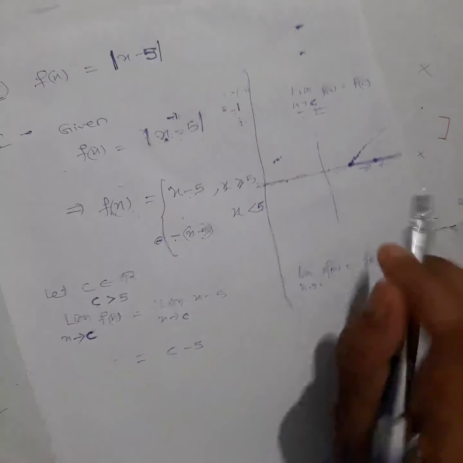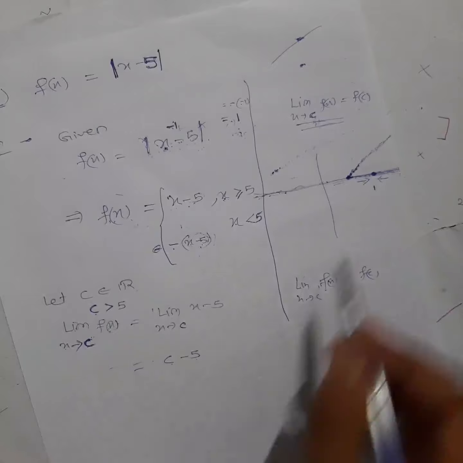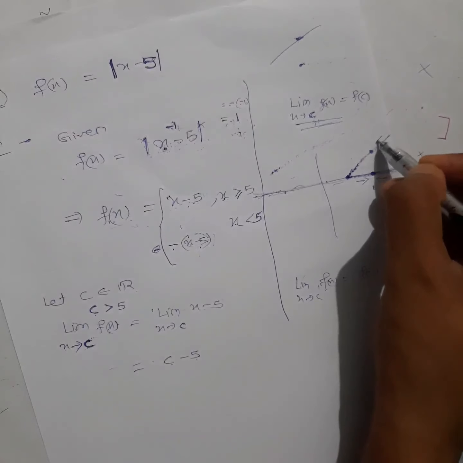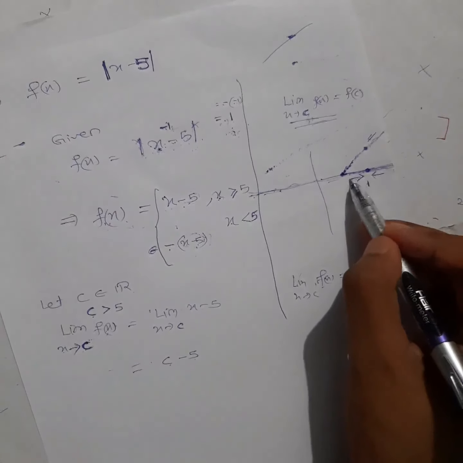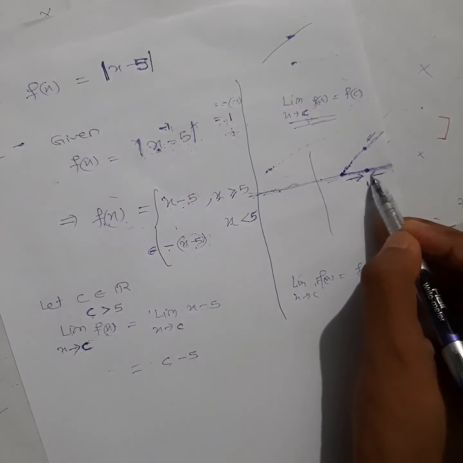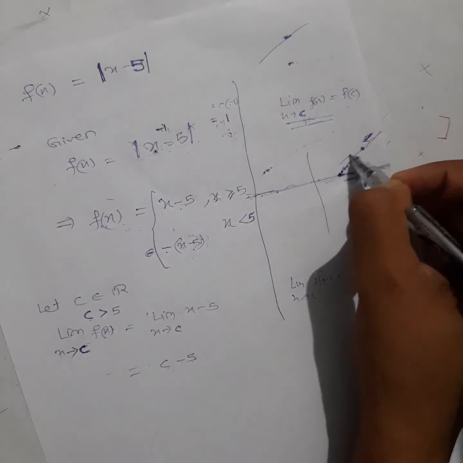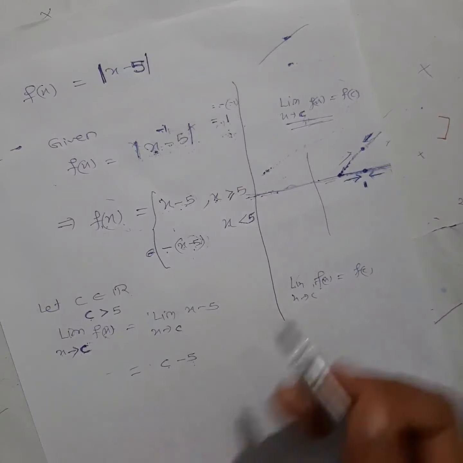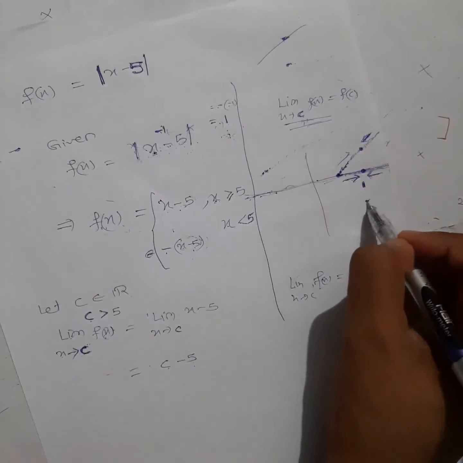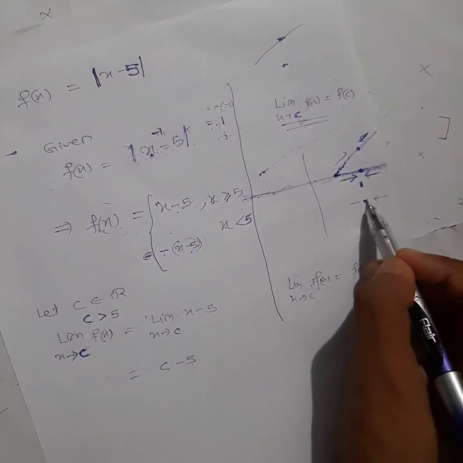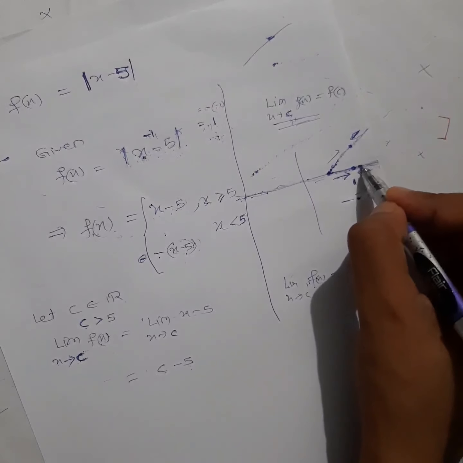So as x tends to c, f(x) will tend to c minus 5. What does that mean? As x tends to c, suppose c is 1, then from the left side as well as the right side, as you tend towards 1, your y function, that is f(x), also will tend towards something. What is that something? 1 minus 5, that is minus 4. So obviously it will be down here, minus 4.